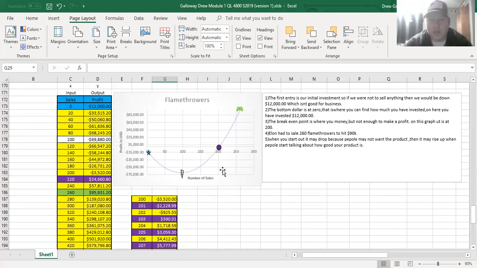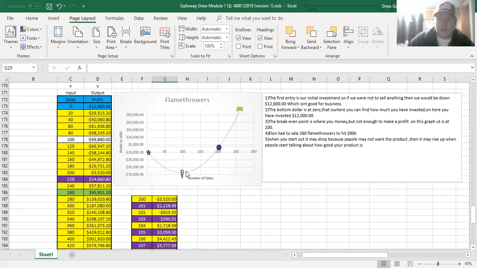When you start out, it may drop because people may not want the product at first, but then it may start rising up when people start talking about it, how good the product is and stuff. So like right around here, people will be like, oh, it's a new product, I'll try it. The other ones will be like, no, I won't. So products and stuff will start going down yearly, maybe not profit wise, but yearly at least.